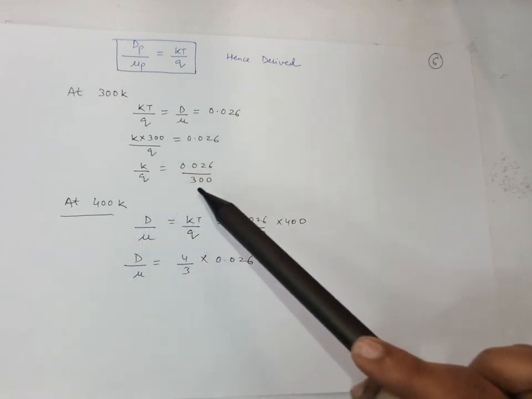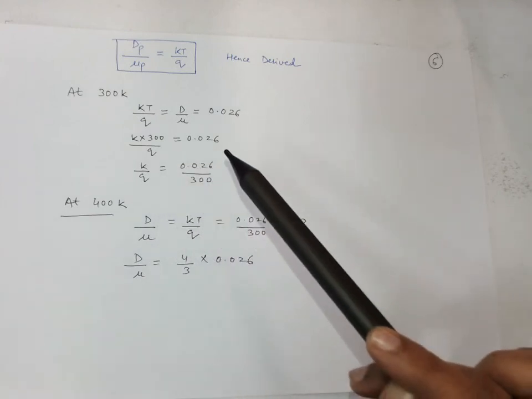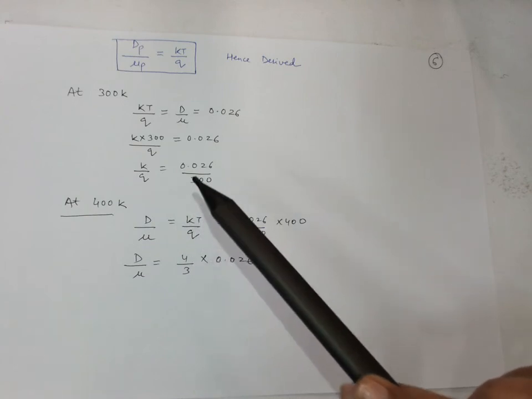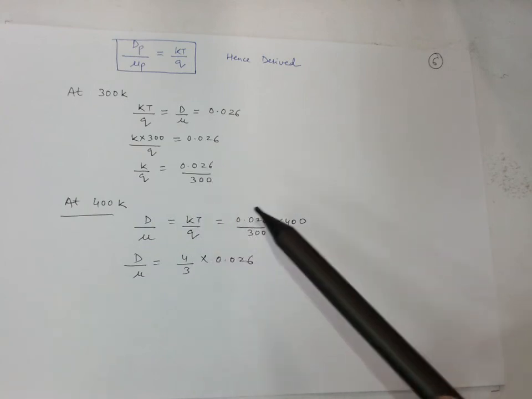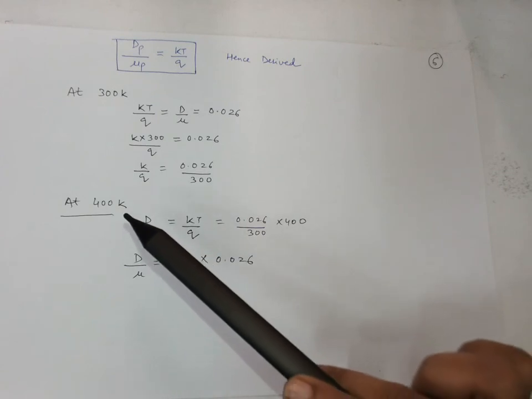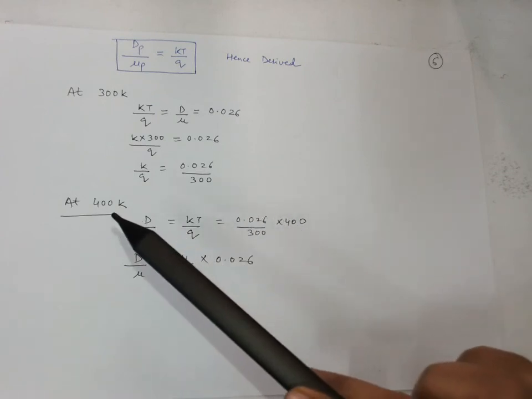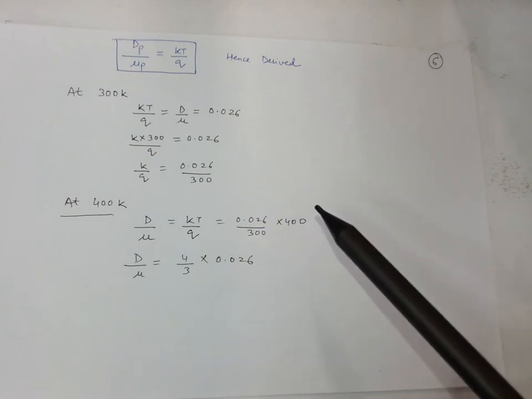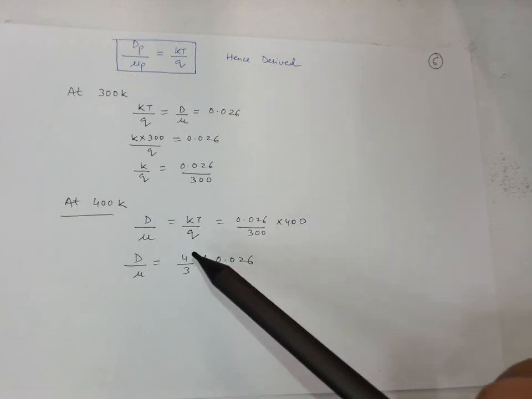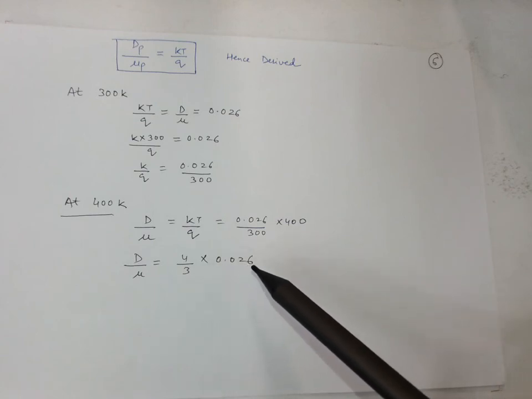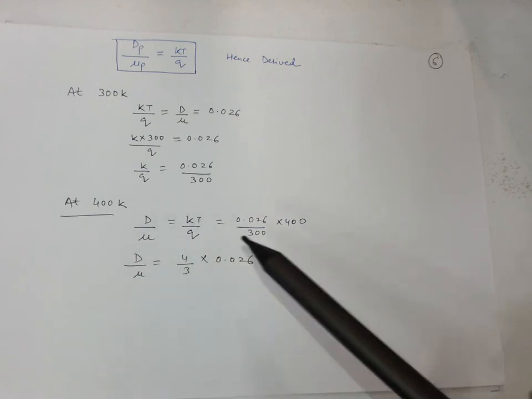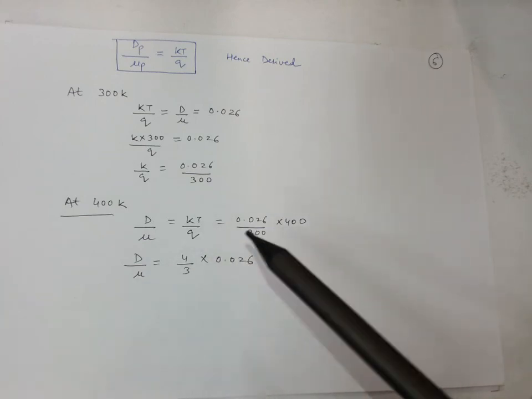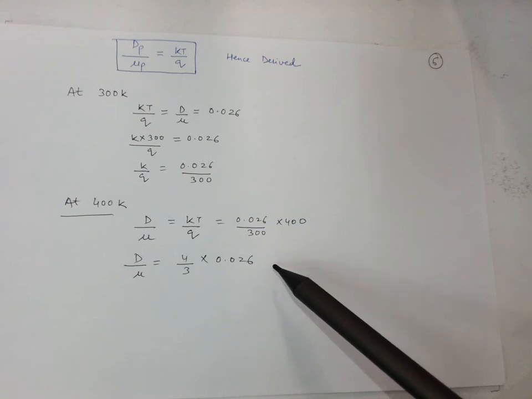Now if the examiner asks you to give the value of D by mu at 400, what do you have to do? k by q is standard now, coming out to be 0.026 by 300. You put this value here, whatever temperature the examiner asks you or the question paper has asked, you simply put that particular temperature. So the zeros cancel, and it comes out to be equal to 4 by 3 into 0.026. So with fast calculations, you can easily find the value of D by mu as per the required temperature, whatever has been asked.